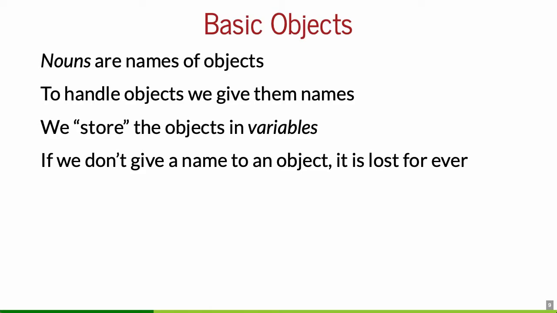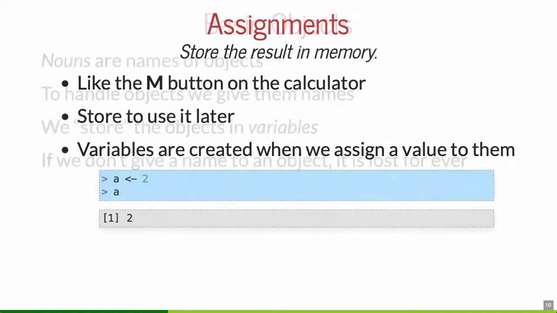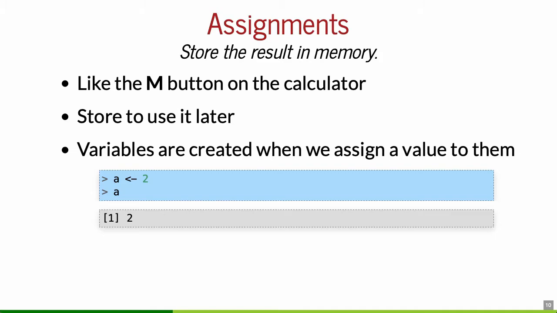The nouns are names of objects. In general, every time we want to talk about an object, we need to give it a name. If we don't give a name, we cannot talk about an object. To store the result of a computation in the memory, exactly like using the M in the calculator, we use the arrow with the format that we see here. In the first line, we give a name, then arrow, and the value that we want to store, and in the second line, we ask what is the content of this variable.